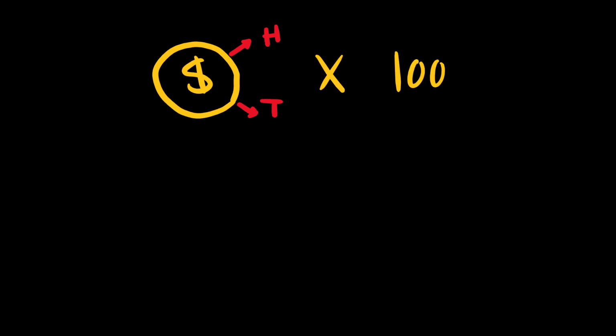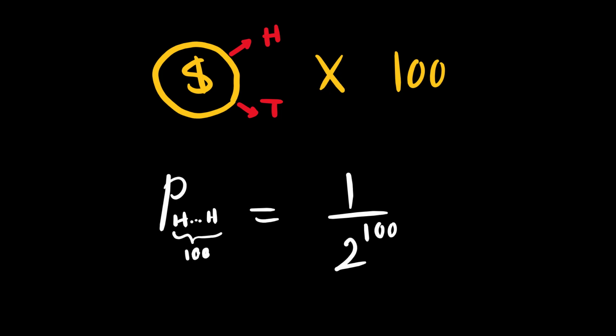What if we had 100 coins? What would be the probability of getting 100 heads? The probability of this outcome is 1 over 2 to the power of 100. However, this is the easiest case we can consider. We're going to discuss more complicated cases in another video.